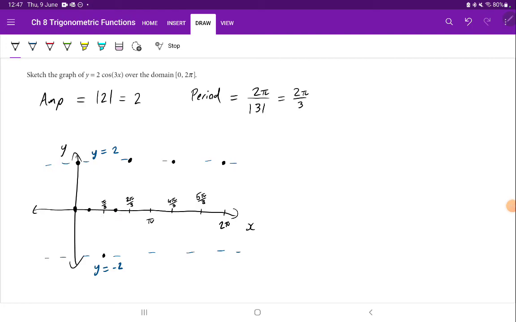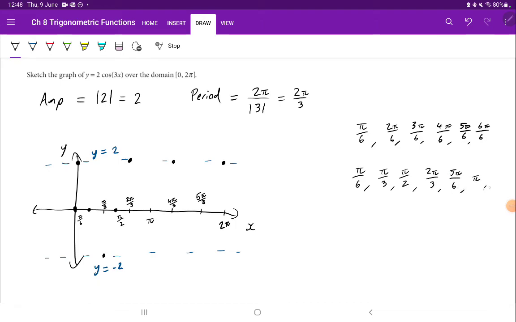Alrighty, so I also need to label these points in between. So halfway between 0 and pi on 3 is going to be pi on 6, and halfway between pi on 3 and 2 pi on 3, weirdly enough, is actually pi on 2. Now it's a weird part, because if you count up, we get pi on 6, 2 pi on 6, 3 pi on 6, 4 pi on 6, 5 pi on 6, 6 pi on 6, is that they all simplify slightly differently. 2 pi on 6 simplifies to pi on 3, 3 pi on 6 simplifies to pi on 2, 4 pi on 6 simplifies to 2 pi on 3, 5 pi on 6 doesn't simplify, and 6 pi on 6 simplifies to pi, and that sort of pattern continues.